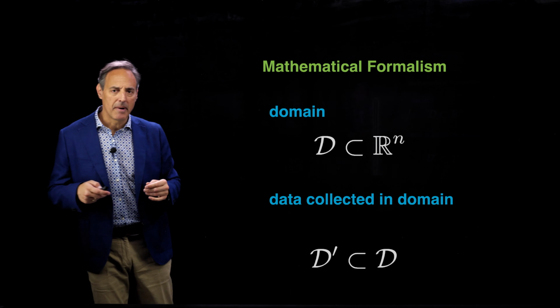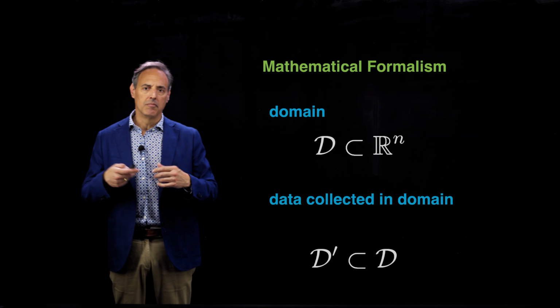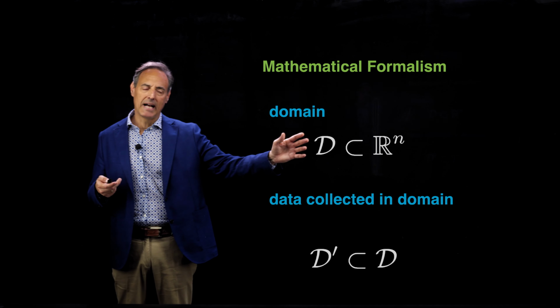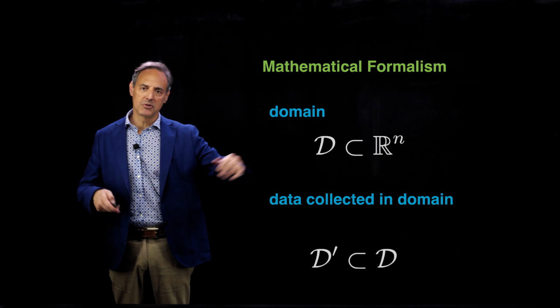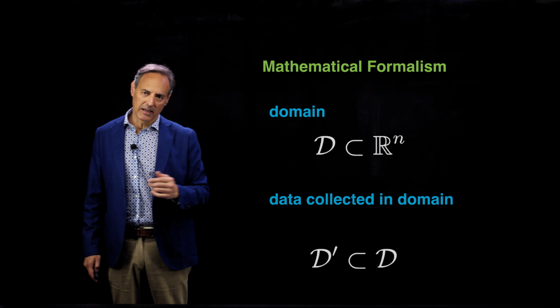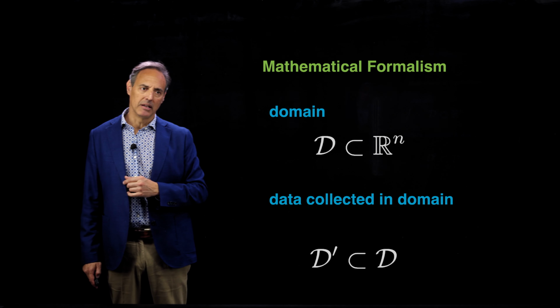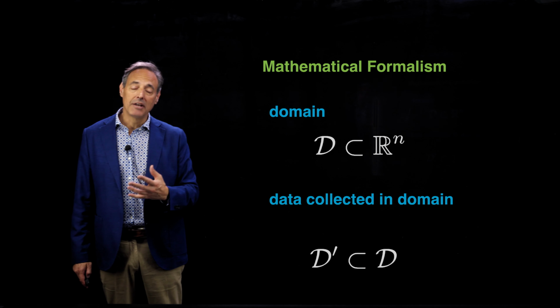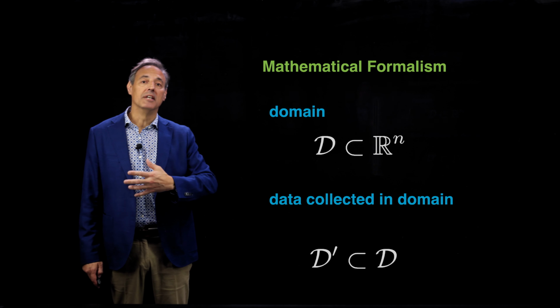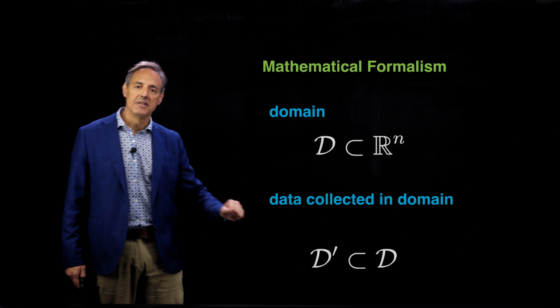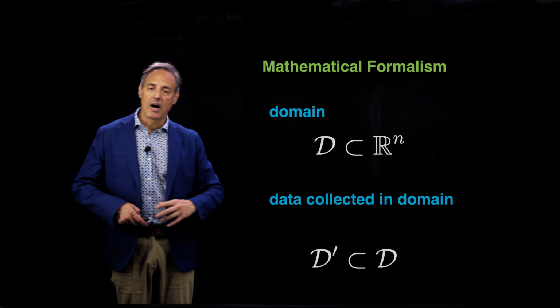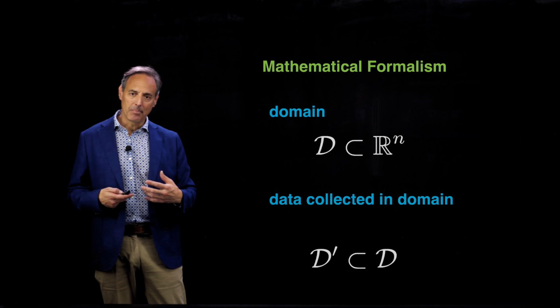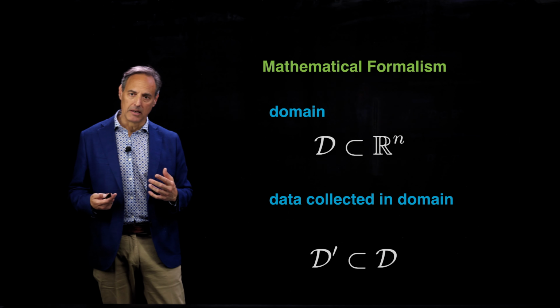So one way to think about this, if I think about pictures of dogs or cats, D represents all possible dog and cat pictures that might be available to me. However, I don't have an infinite resource of data. What I have is a finite collection. So the data I collect from this domain, let's call that D prime. So D prime is my sampling of the data domain.